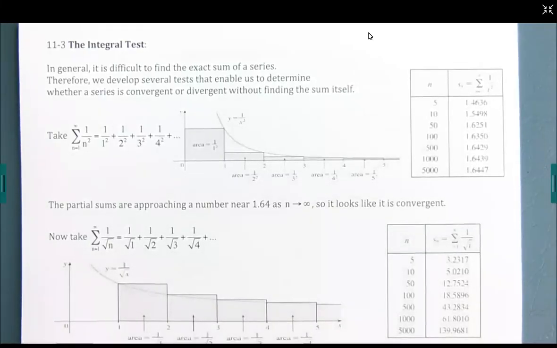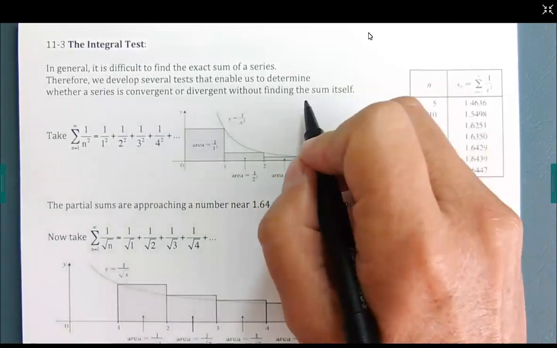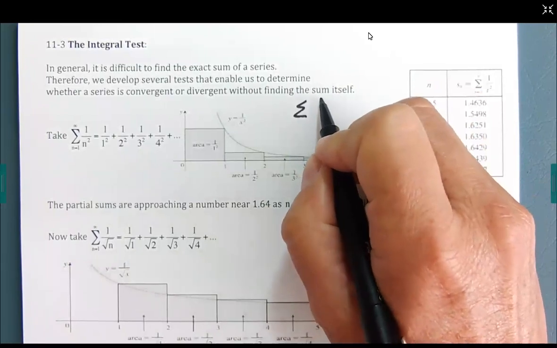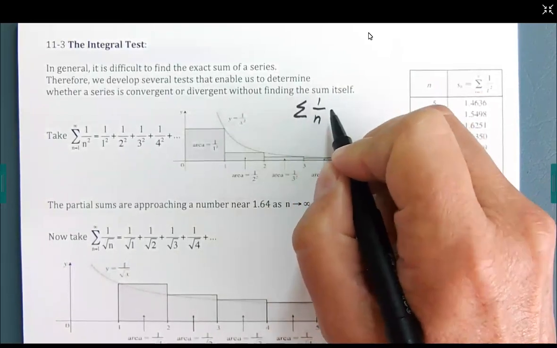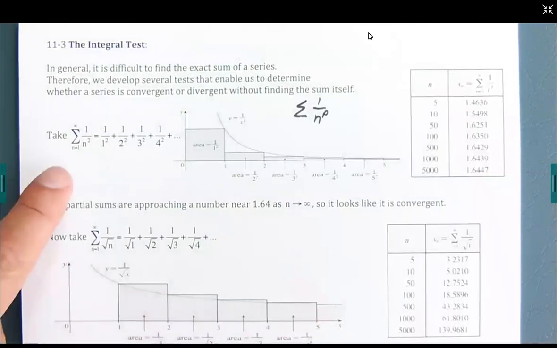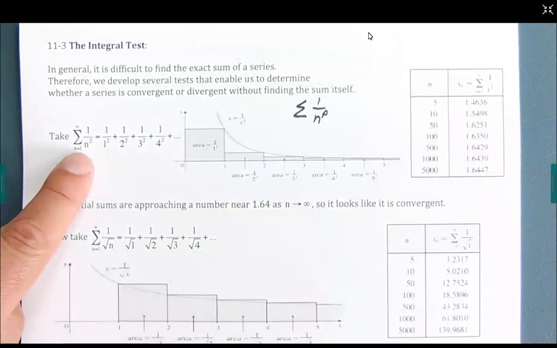Welcome back, everyone. We are in section 11.3, which is the integral test, which will spawn something called a p-test. We'll get to that. Here's the idea. We have a function, a summation, a series, that looks like this, and we'll come back to that. But in this case, the p is 2. We just want to introduce that idea.